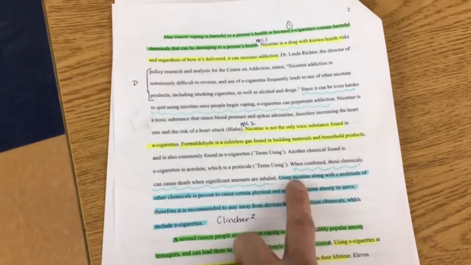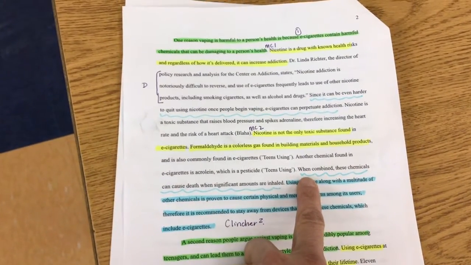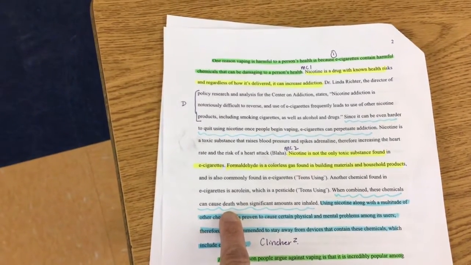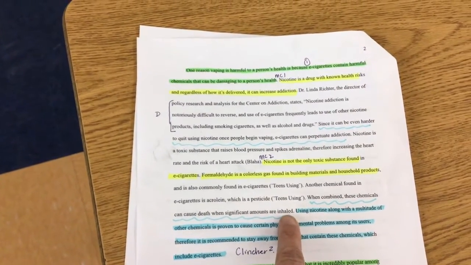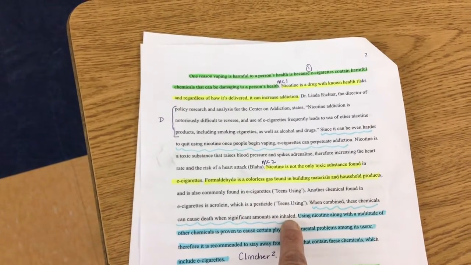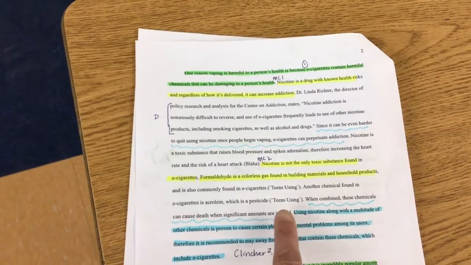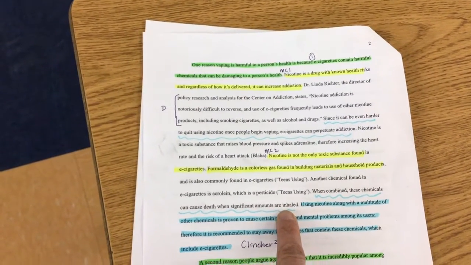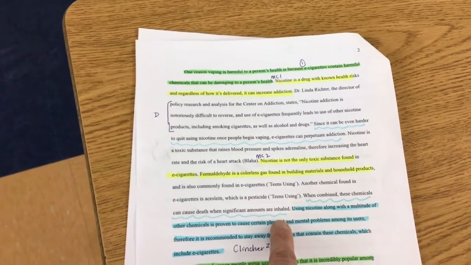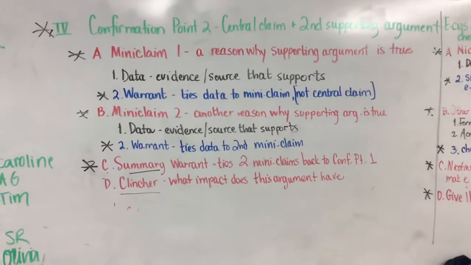Then we have her warrant. So when combined, these chemicals can cause death when significant amounts are inhaled. So she's showing that another damaging substance in e-cigarettes is formaldehyde and acrolein, and she's just proved that they're damaging. She summarizes that.